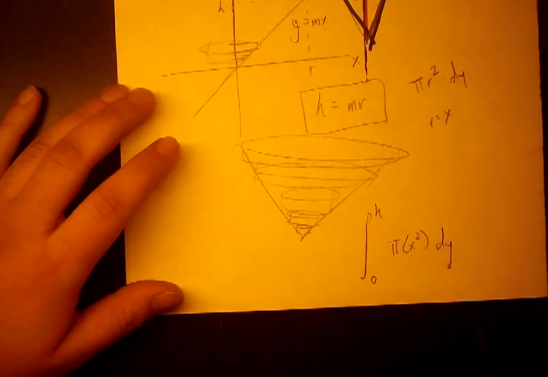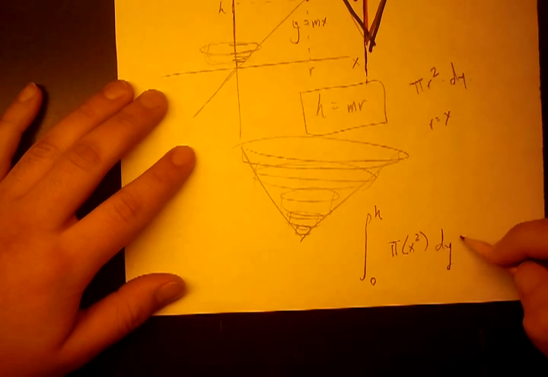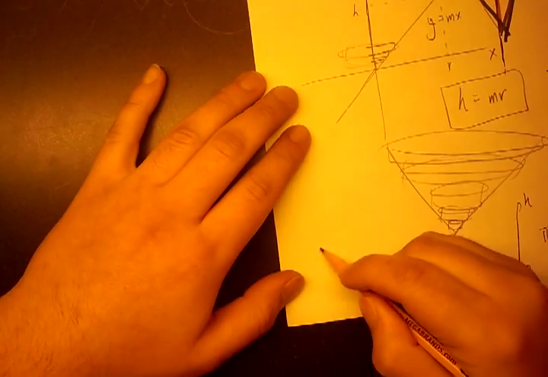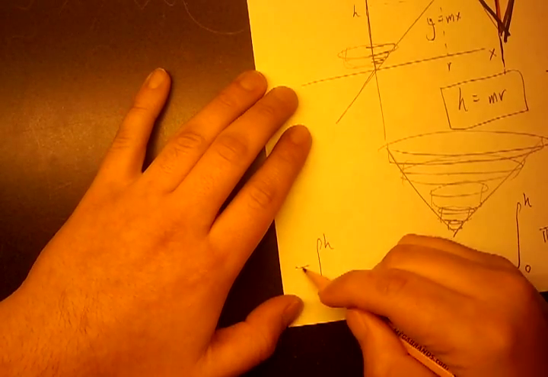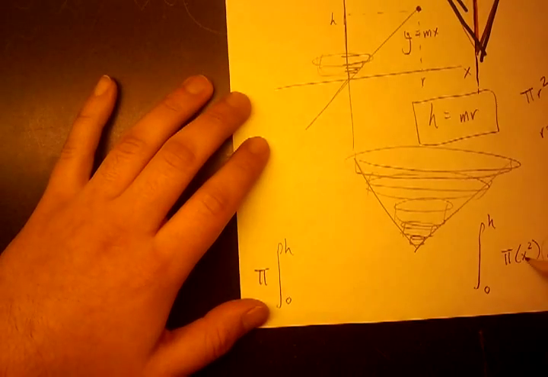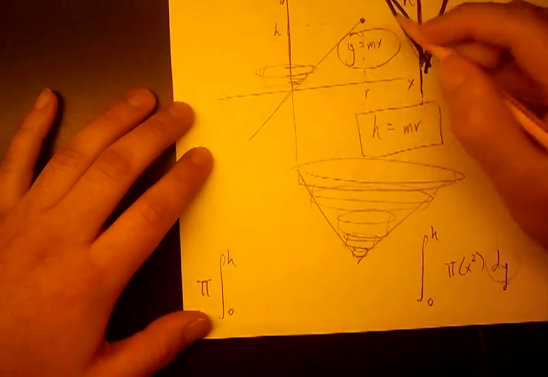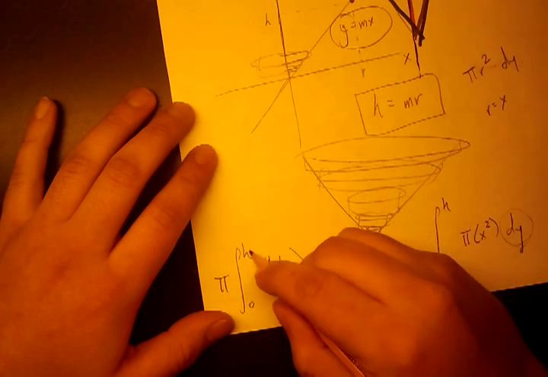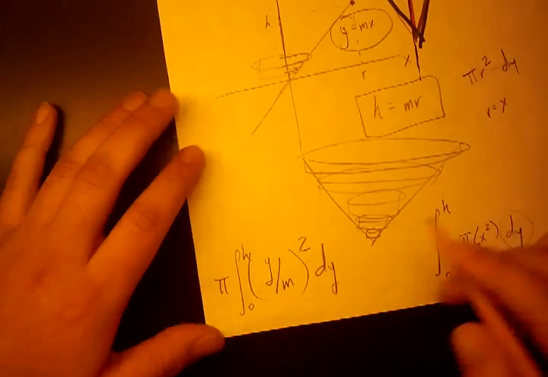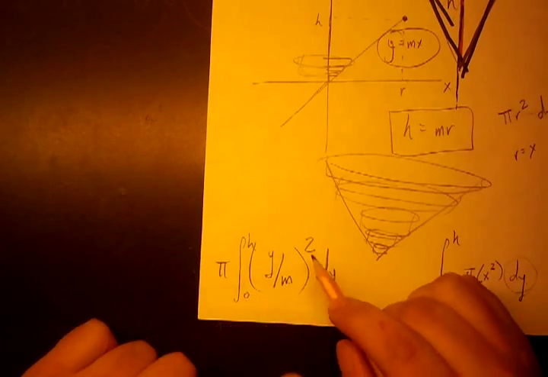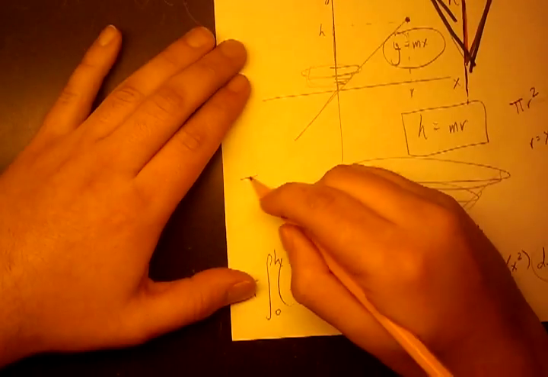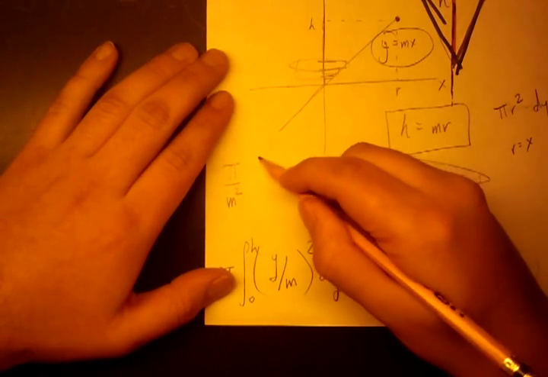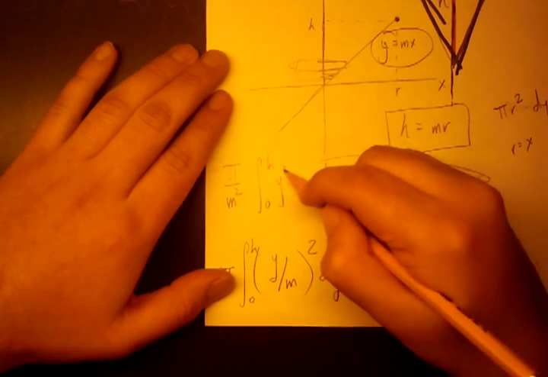Now we're going to take this pi to the outside, and we can't leave this in terms of x since it's with respect to y. So we're going to convert this, so it's going to look like pi times the integral from 0 to h. Remember, the pi is on the outside now. And if we look at this y equals mx equation, x is just equal to y over m. Square it, dy. Now, since m is a constant, we can just take it on the outside. So we get pi over m squared, right, because this whole quantity is squared, times the integral from 0 to h of y squared dy.